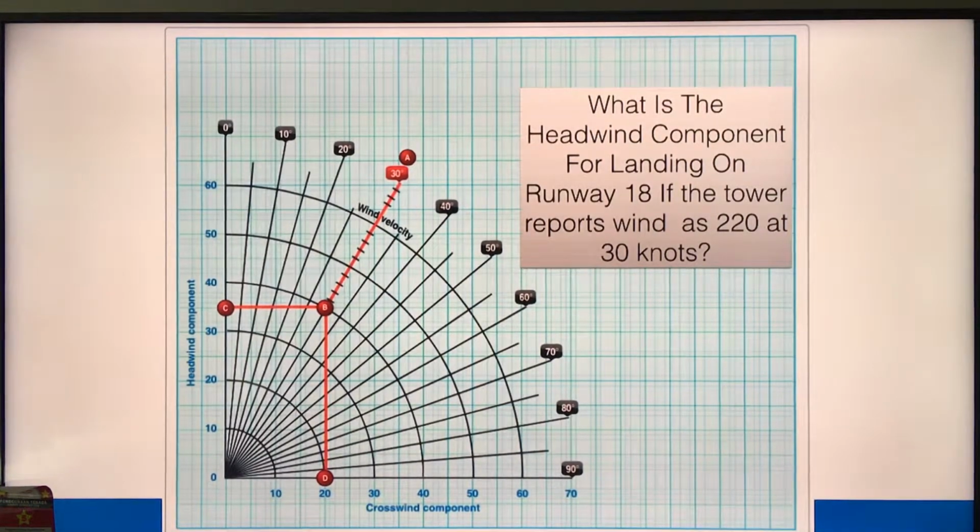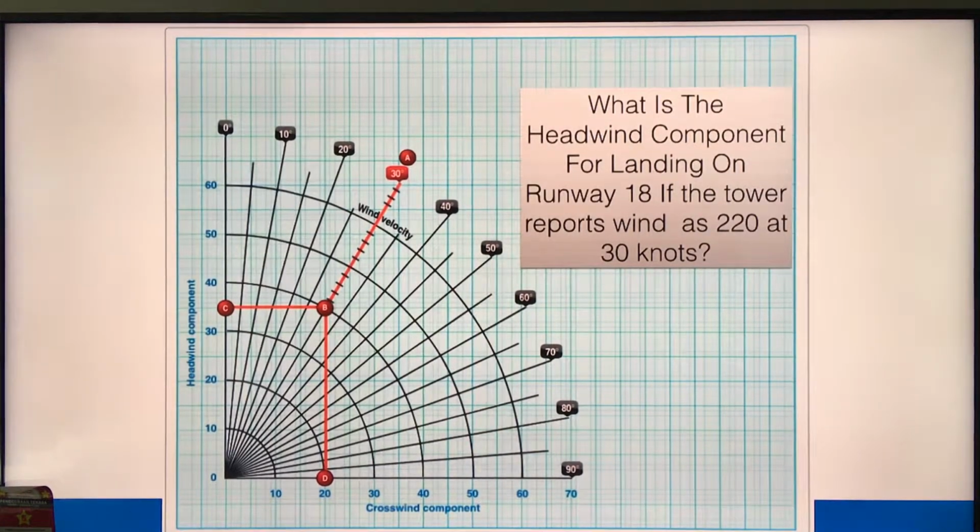What we're trying to figure out is, with every wind, short of a wind that's straight down the runway, we have some aspect, some portion of it shows up as a crosswind. And we need to know our aircraft's maximum crosswind component and calculate the crosswind component for that day. So here's the question. What is the headwind component for landing on runway 18 if the tower reports wind as 220 at 30 knots? Well, hopefully as a private pilot, if you ever hear 30 knots, you say, listen, I'm staying on the ground today, but for our example, we'll go through it.